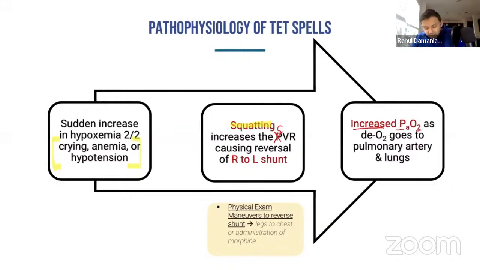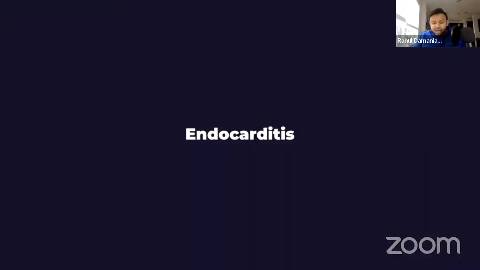All right, we have two more topics to talk about, and that is going to be endocarditis as well as rheumatic fever. Let's go through endocarditis.